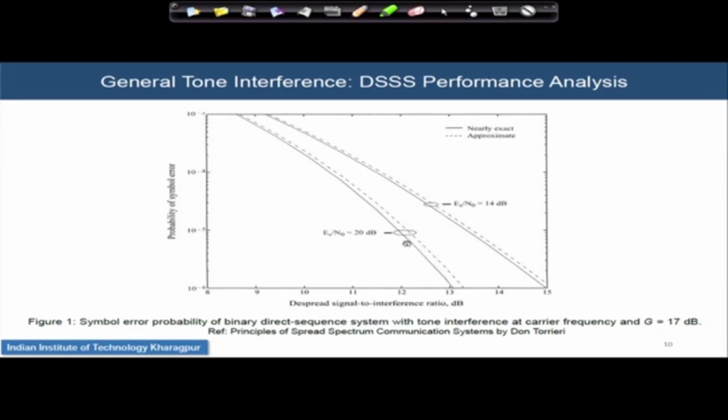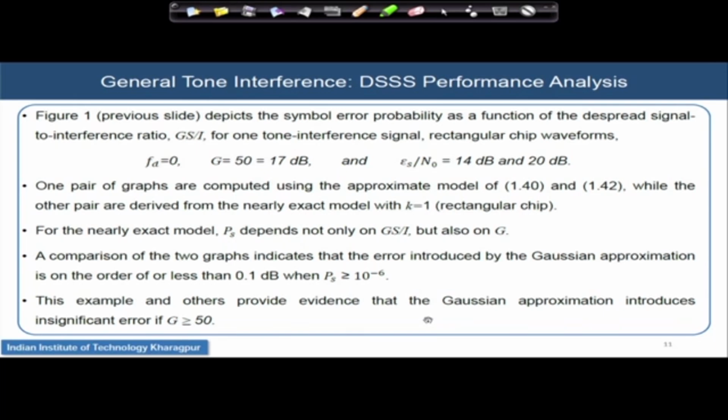Experimentally, it could be found that for G greater than or equal to 50, both the graphs will be close to each other. So, the conclusion is that to hold the Gaussian approximation, choose the processing gain at least greater than 50.